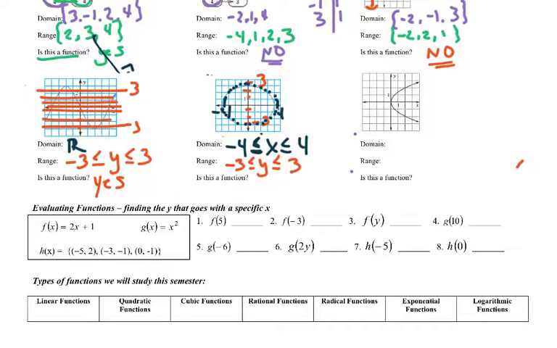Is this one a function? Well, does it pass the vertical line test? Does a vertical line hit the graph more than once? A vertical line does hit the graph more than once, so therefore it's not a function because the x value repeats.